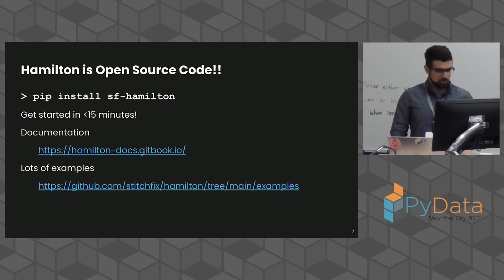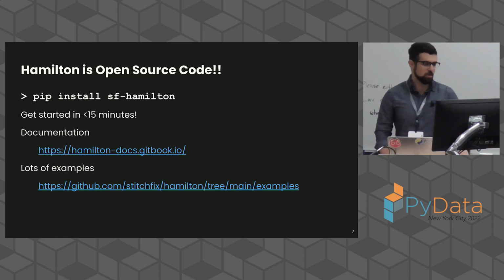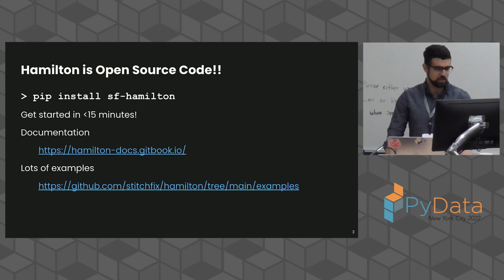Cool. So first things first, Hamilton is open source code, real easy to install, real easy to get started with. You can install it in PyPI, it's also on Conda. You can get started in less than 15 minutes. We have plenty of documentation online and lots of examples. So this is probably the most important thing on the slide.